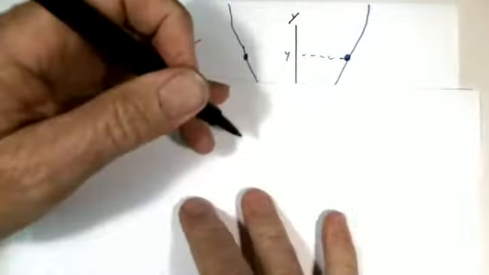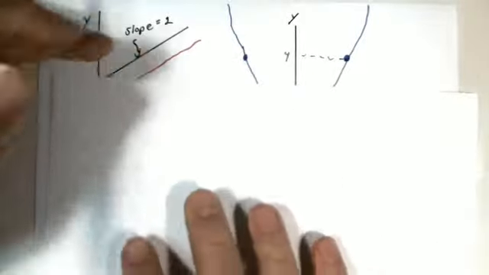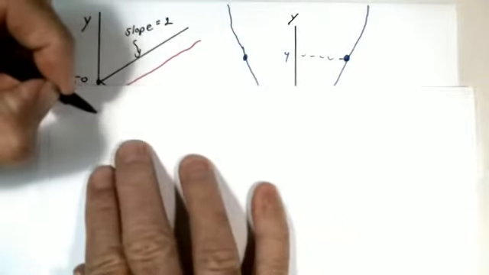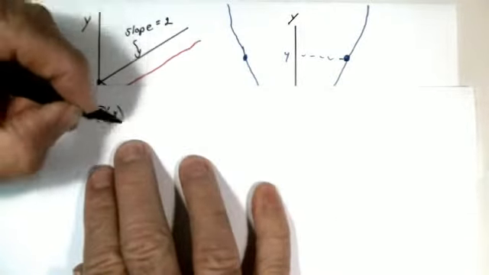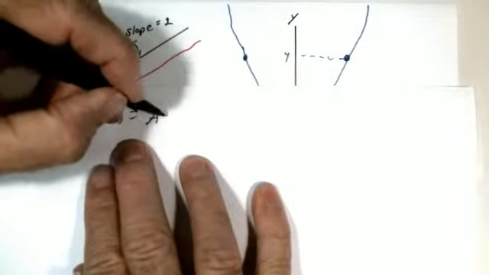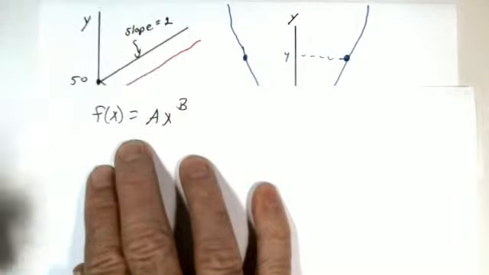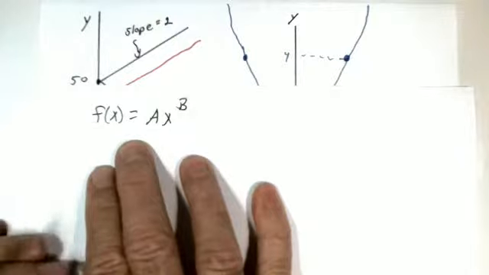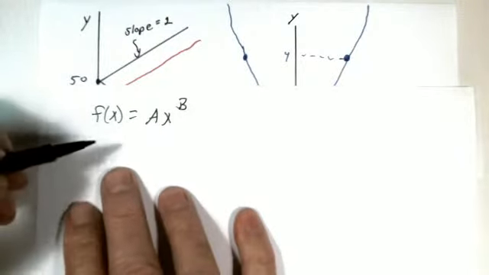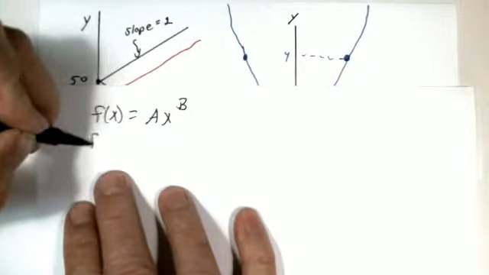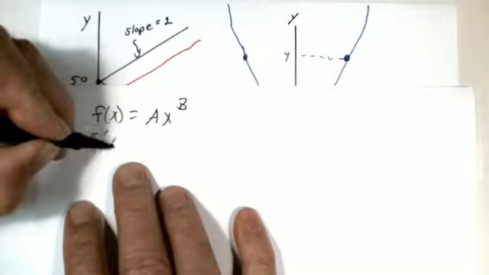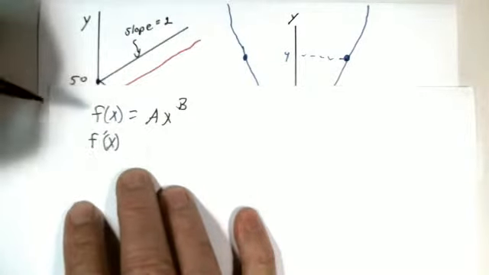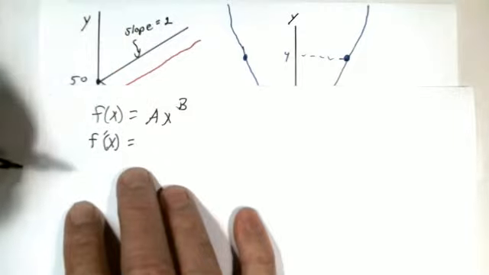Let's imagine that you had some function, let's just call it f of x, is equal to ax to the b. F of x is ax to the b. And I ask you to find the derivative of that thing, and the way we would notate that is like this: f prime of x, which is the notation for the derivative, and here is the rule.